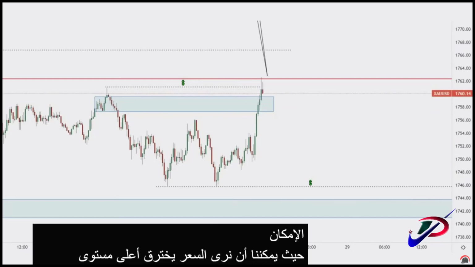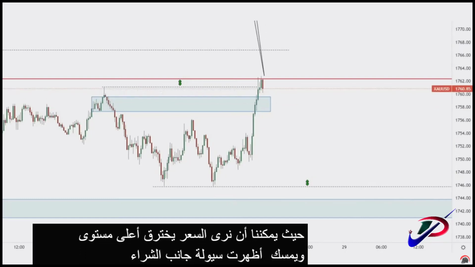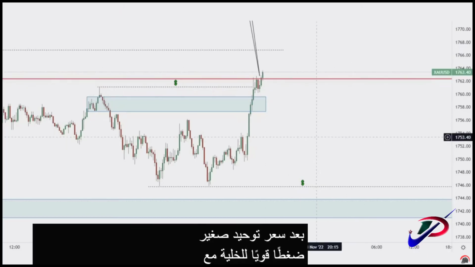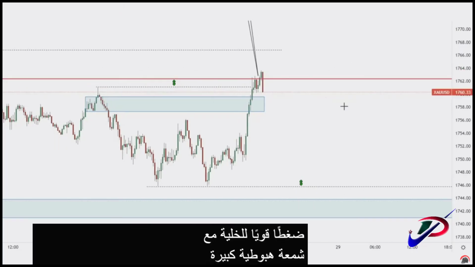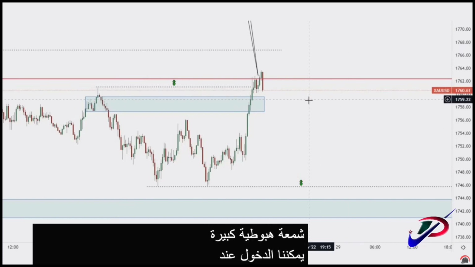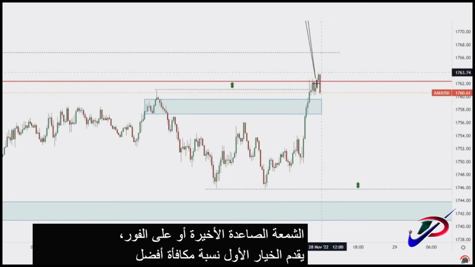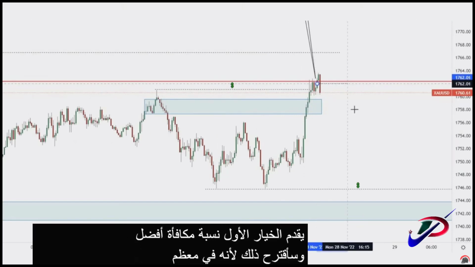As we can see, price broke above the high and is grabbing the buy-side liquidity. After a small consolidation, price showed a strong sell pressure with a significant bearish candle. We could enter at mitigation of the last bullish candle or immediately. The first option offers a better reward ratio, and I will suggest that.